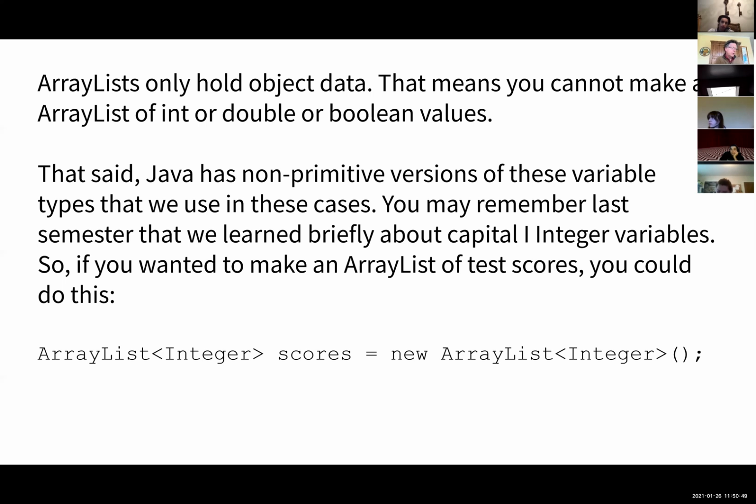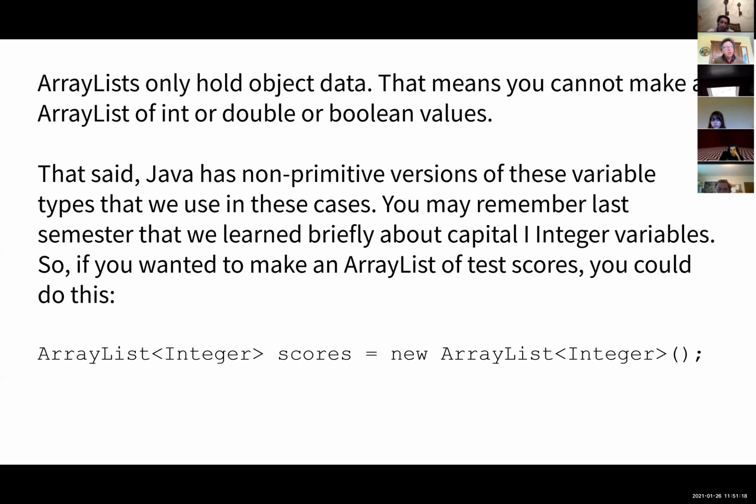I'm going to write myself a note here. Primitives are int, double, boolean. Those are the only primitives that we're using in this class. There are other primitives. And then everything else is object data, or it's called reference or object or class data. Those three terms are thrown around.